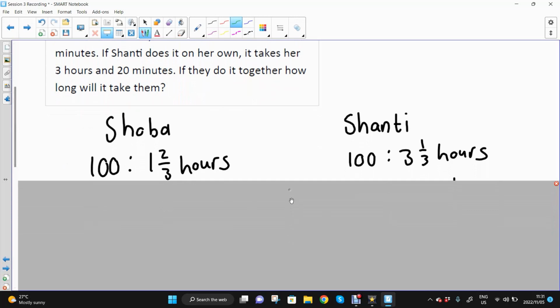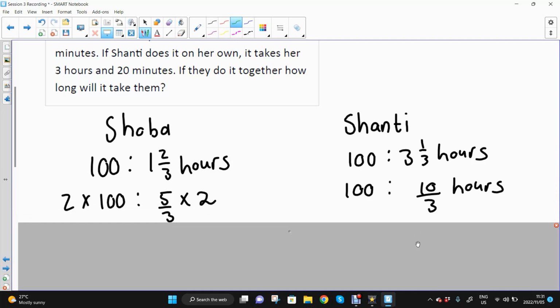Now, I want to get these two times to the same amount of hours, because if they work together, I want to compare the amount of ornaments that they will clean in the same amount of time. So we want to convert these hours. Now what I did here was I took 3 and a third, I converted it to an improper fraction, and I did the same on the left hand side for Shobha, and I got 5/3. So I want to get 5/3 to 10/3.